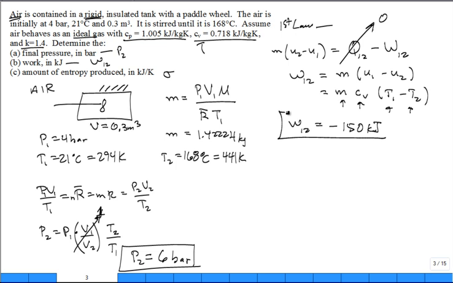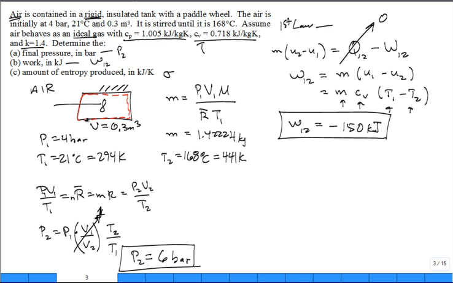What does the negative indicate? It's not out of the system. The paddle wheel is putting energy into the system. True? I should have been clear. That's our system right there. The air is our system. The shaft of the paddle wheel cuts across the boundary and brings work into the system.